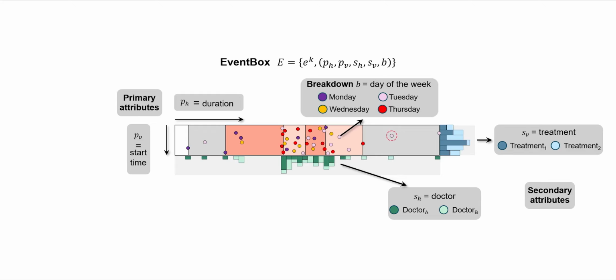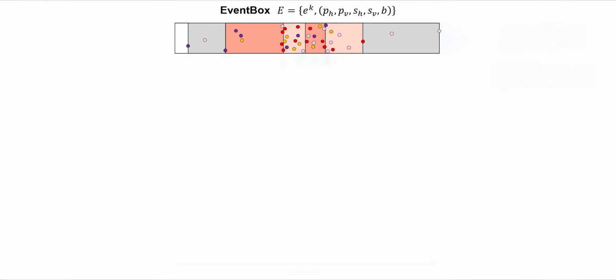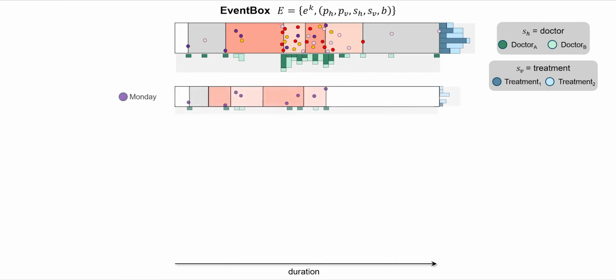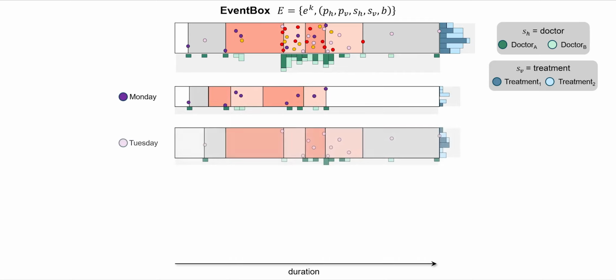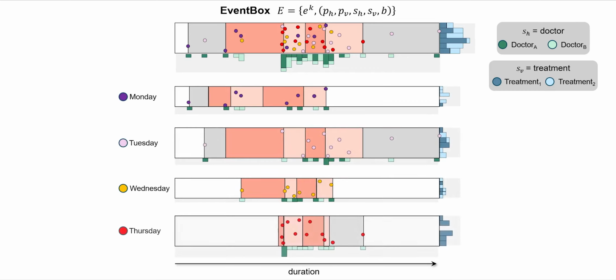For example, this event represents a patient visit happening on a Tuesday at 10 a.m., with a duration of 60 minutes, seen by Dr. B for treatment 1. The breakdown attribute is used to split the event box and analyze their values individually. Here, this event box is divided into Monday, Tuesday, Wednesday, and Thursday. We show how the breakdown attribute is used to split an event box.